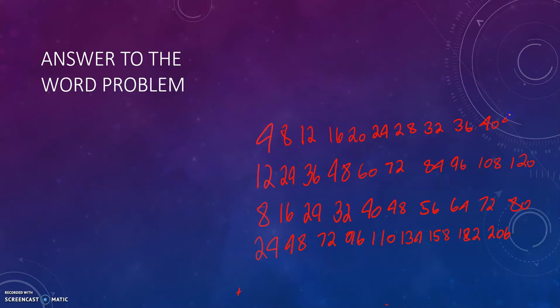So 44, 48, we ran out of space. 132, we also ran out of space. 88, also ran out of space. And 230, and we also ran out of space. Now check. We do have a common multiple. There's a 48 here, a 48 here, and a 48 here.